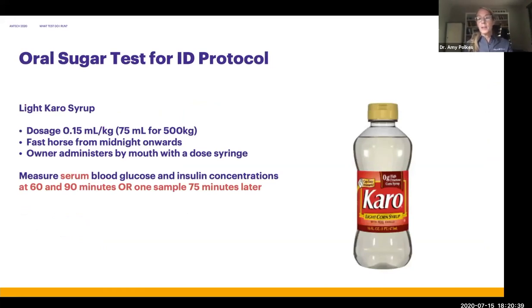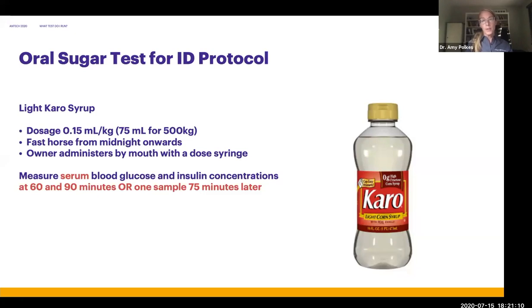It does need to be light Karo syrup. And this is the dosage, 0.5 mLs per kg. So that's about 75 mLs for a 500 kilogram horse. And you could do it one of two ways. You could do a pre and a post. I do have people that will just, if they have taken a resting insulin and they already know that that is normal, they may just have the owner fast the horse from midnight onwards. And then the owner gives the Karo syrup by mouth with the dose syringe.